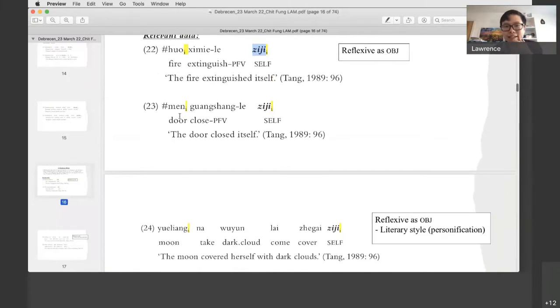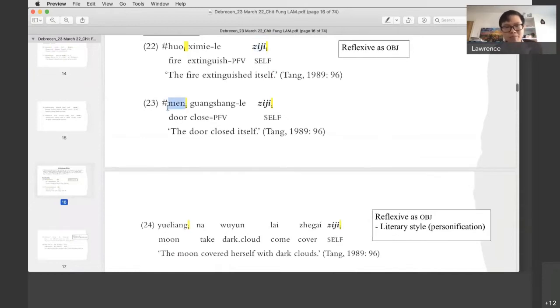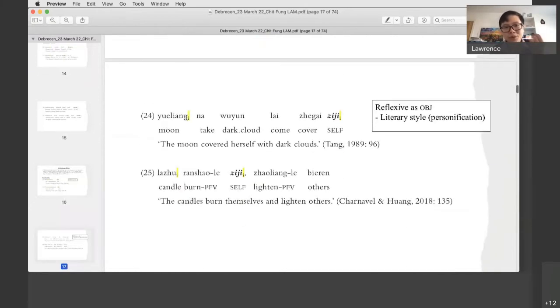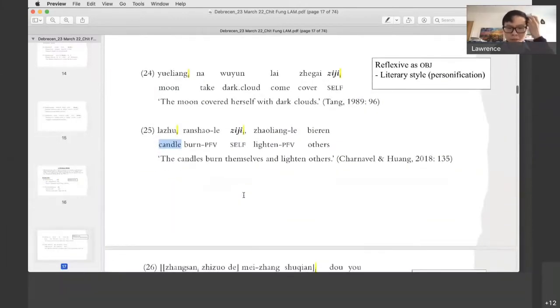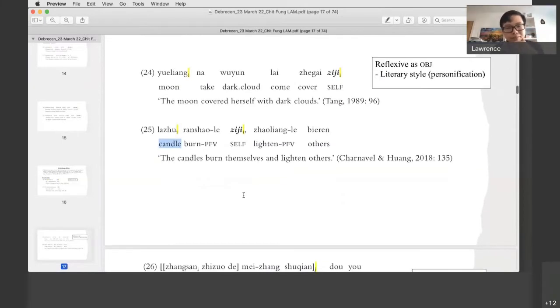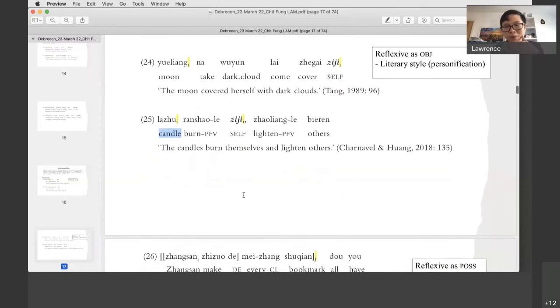It just seems that it needs to be bound by an animate entity, rather than something inanimate like door. And moon is inanimate, but it seems to be more of a personification style. Candle is inanimate, but if you ask a native speaker about this sentence, they will tell you that yes, it works in literary style, but we don't really use this kind of sentence quite a lot in our daily conversation, if we don't want to polish our language.